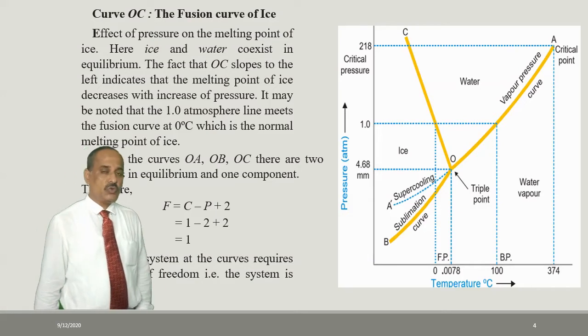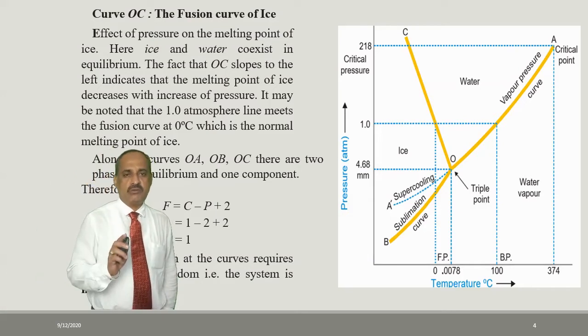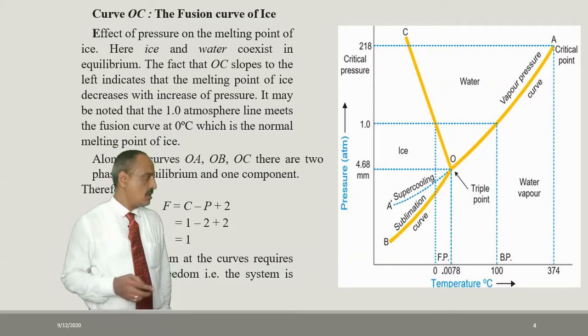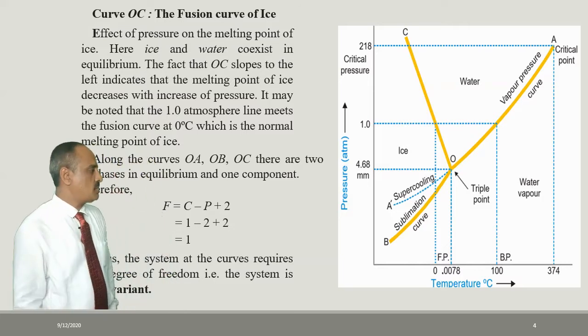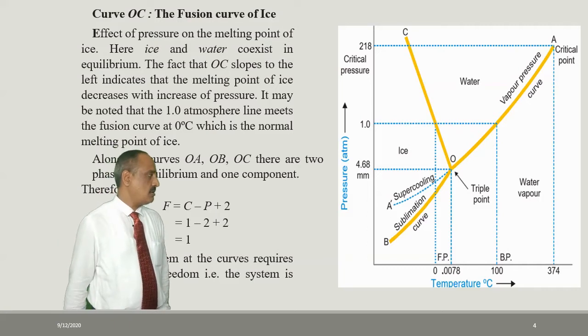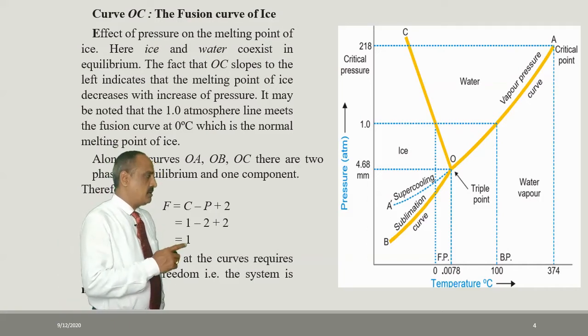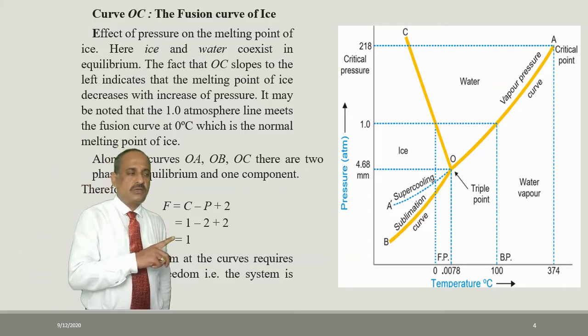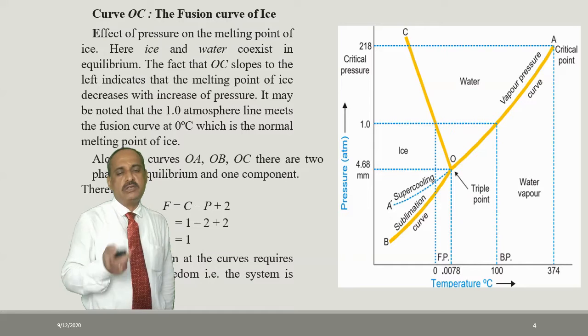Now, this OC is known as the fusion curve of ice. So, ice gets separated by this curve. Again, if you see here the effect of pressure on the melting point of ice, here ice and water, you can see in the diagram that along this curve ice and liquid water are in equilibrium.